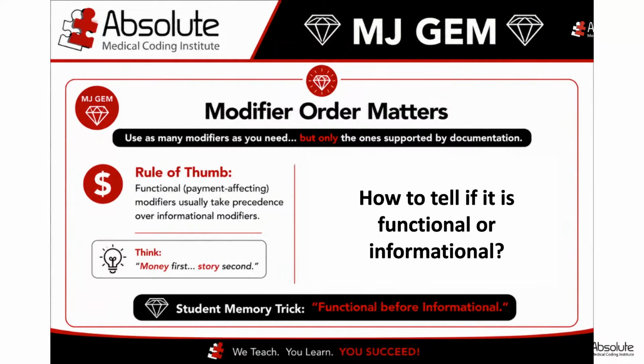And these modifiers you can use as many modifiers that apply. And these modifiers also have sequencing order. So in other words, if the modifier impacts the money, that's called the functional modifier. And it should be sequenced or used or appended before the informational modifier. So your functional takes precedence over the informational.